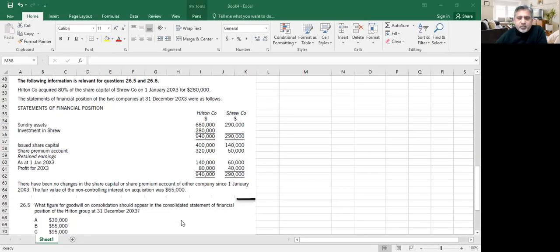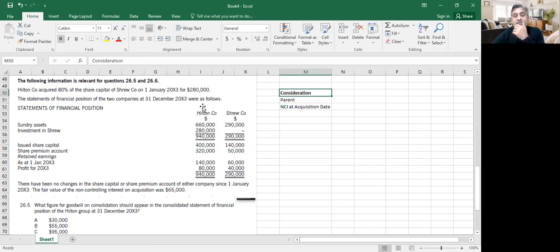This is a very similar question to the one which we did before. Question number 26.5 asks you to calculate the goodwill. Just like we did before in 26.1, it's 26.5, a similar format. I'll just do it quickly. Consideration: how much is the consideration? It was paid by the parent, and then I would say NCI at acquisition date.